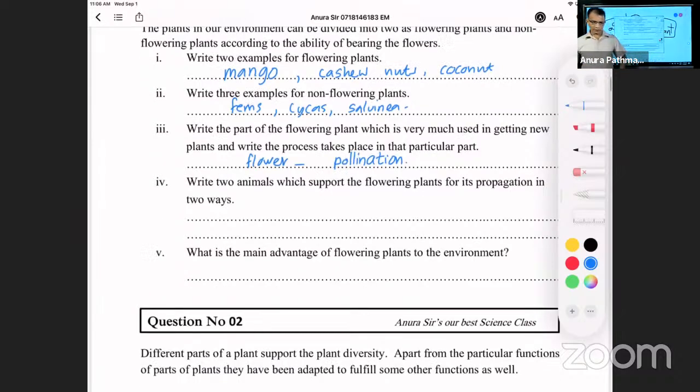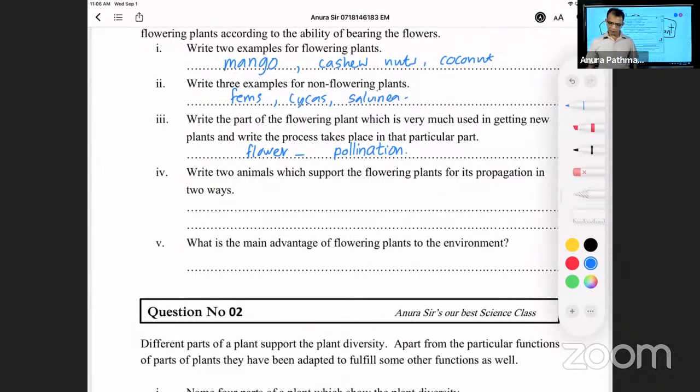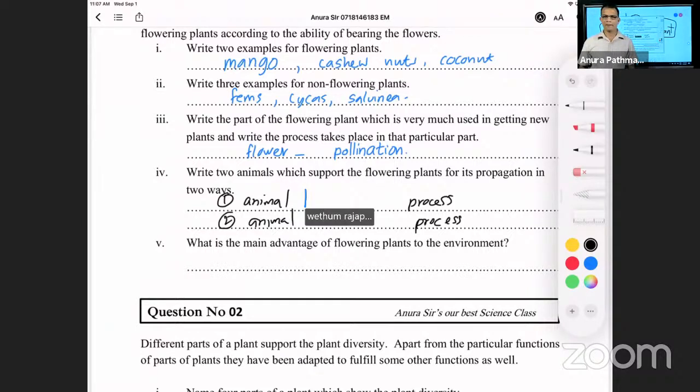Pollination. Write two animals which support the flowering plants for propagation in two ways. I want you to write the first animal, the process. Second animal, the process. What is the first animal? Bee. Yeah, what is the process? Birds, germination. They eat the fruits, pomegranate.